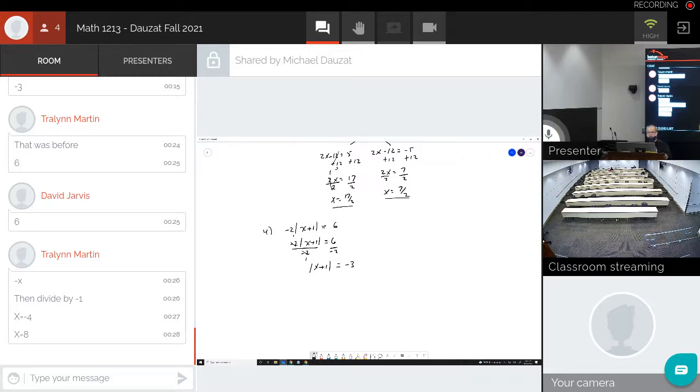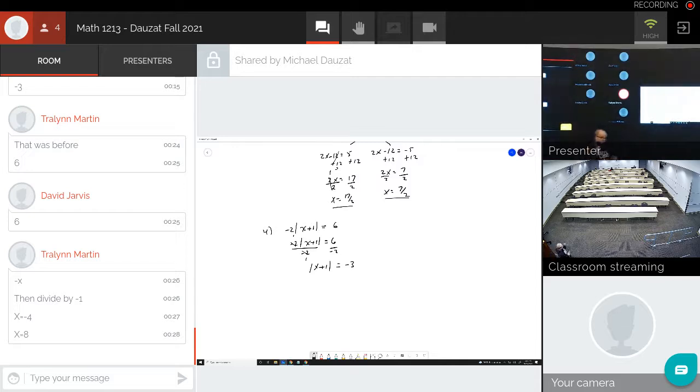Negative 3. Okay, now, listen carefully. The absolute value of a number is always going to be either 0 or what number? Positive. The absolute value of a number is either going to be 0 or positive. Is it ever going to be negative? No. Remember we did those examples, absolute value of negative 3, absolute value of 4, always positive.